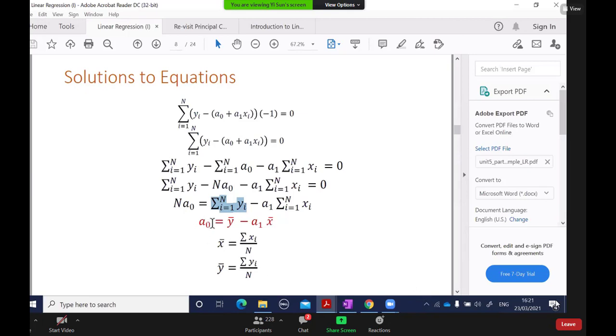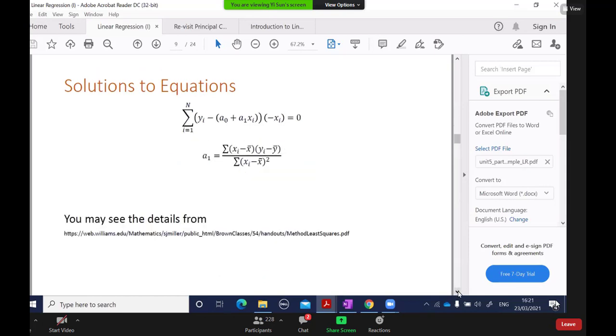So this is A0. How do we know what this A1 is? A1 is a little bit complicated. I'm not going to cover it in this module. If you want to learn a little more about simple linear regression, please have a look at this document here. But what I want you to pay attention to is this A1.